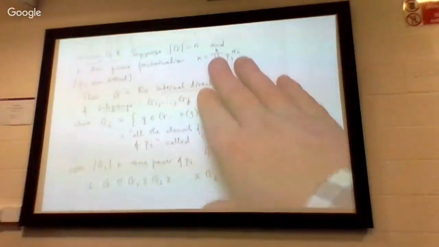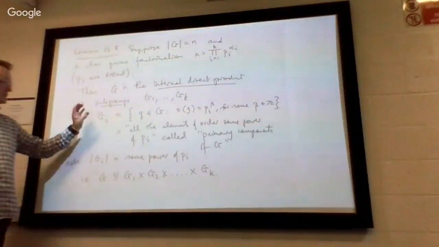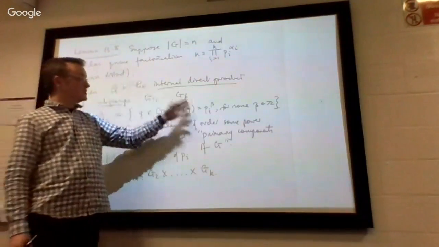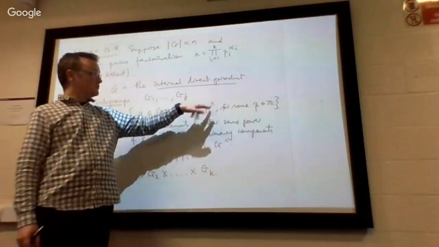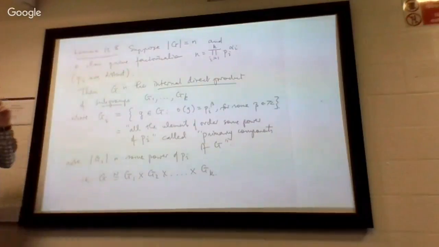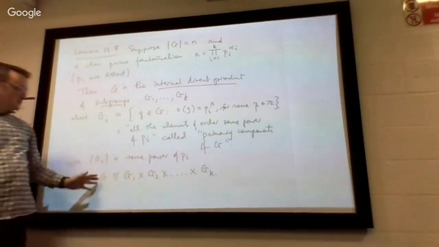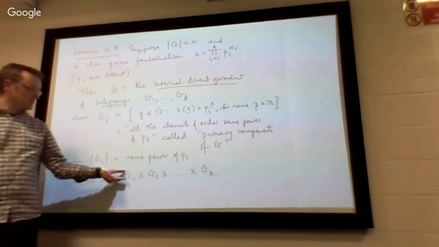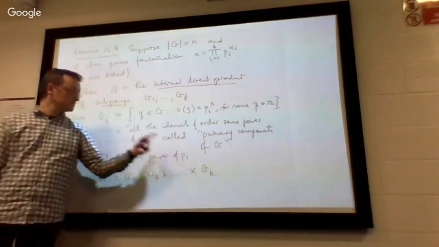We're looking at an abelian group. We have got this definition of the primary components. We gather together all the elements from G which have order some power of the prime pi. Do that for each of the primes dividing n, the size of G. And what this lemma will achieve is showing that G is actually the internal direct product, because these are subgroups of G. That's the way they're doing it.